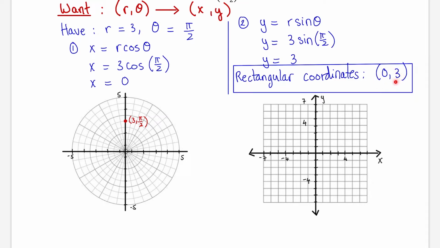And the point on the rectangular coordinate is 0, 3. So 0, 3, this point right here. As you can see, it doesn't matter if it's on the polar coordinate or rectangular coordinate, the points look different, they will end up with the same position.